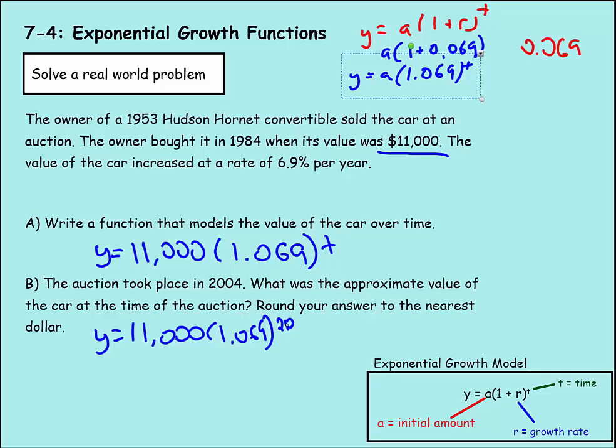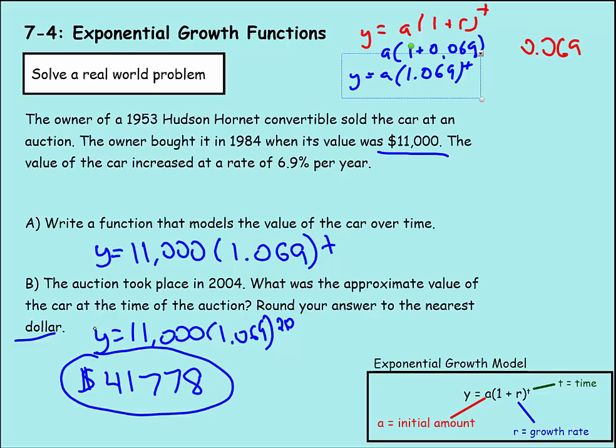1.069 to the 20th power then, if I do that on my calculator, would come out to about 3.79799. Then we can multiply that times the 11,000. And that would give us an answer of 41,777.9. So to the nearest dollar, I would go $41,778. So that's about how much this person sold that car for when he bought it for $11,000, because it was going up by 6.9% each year.